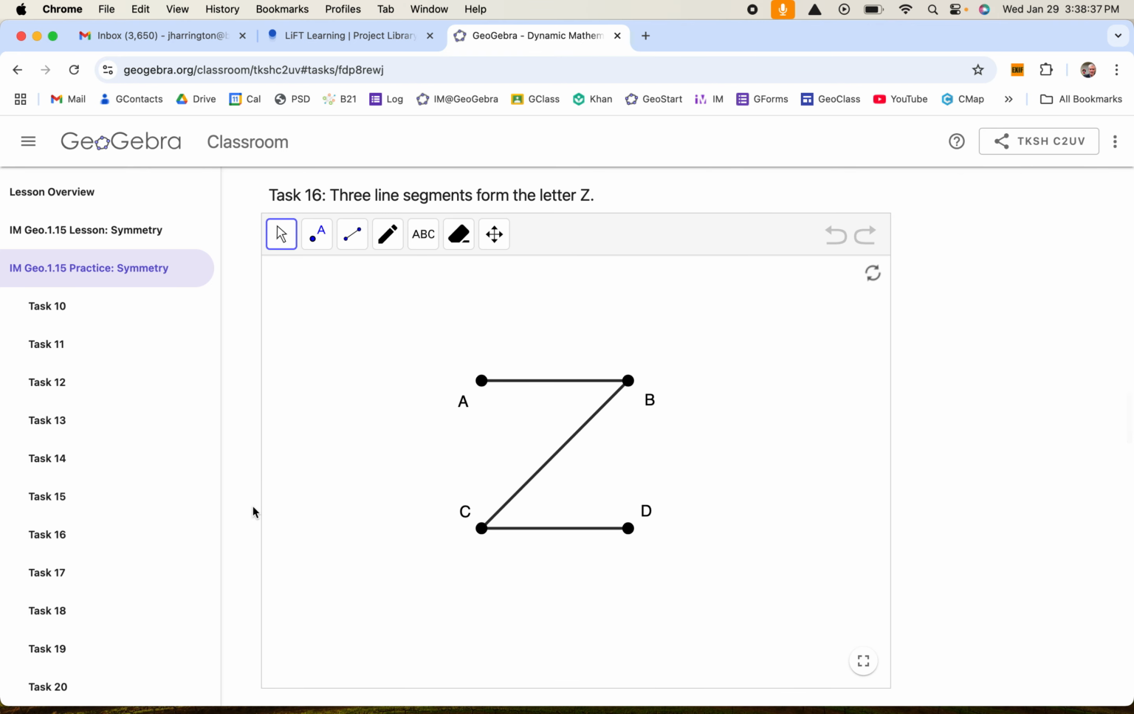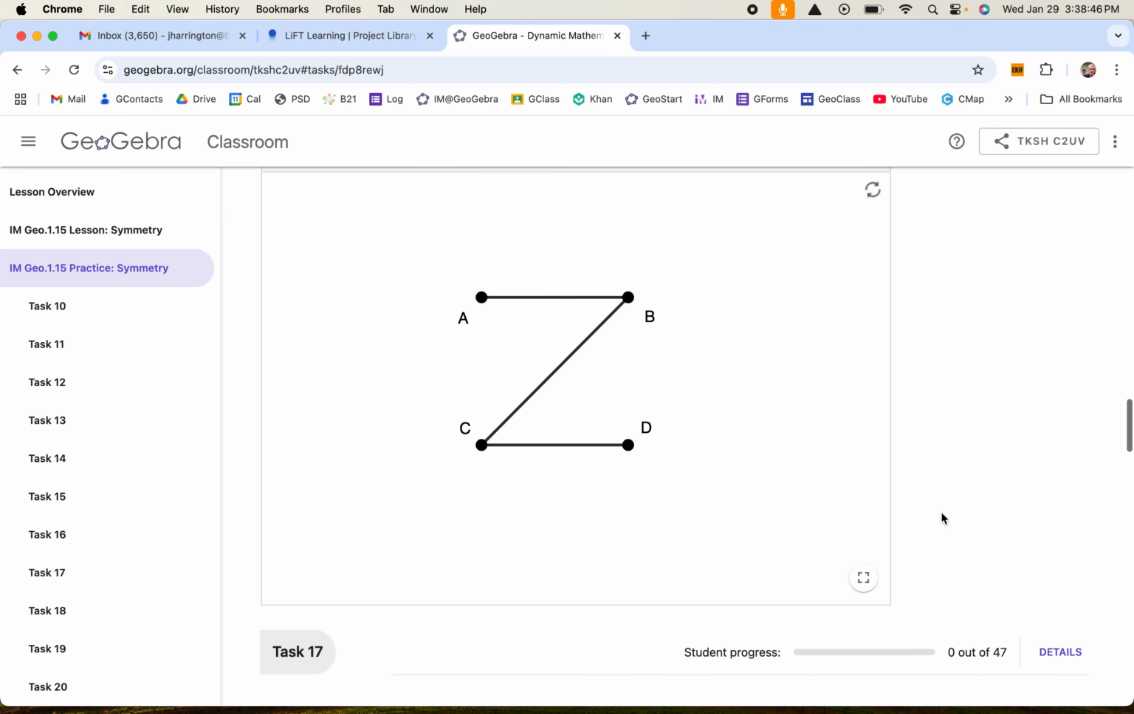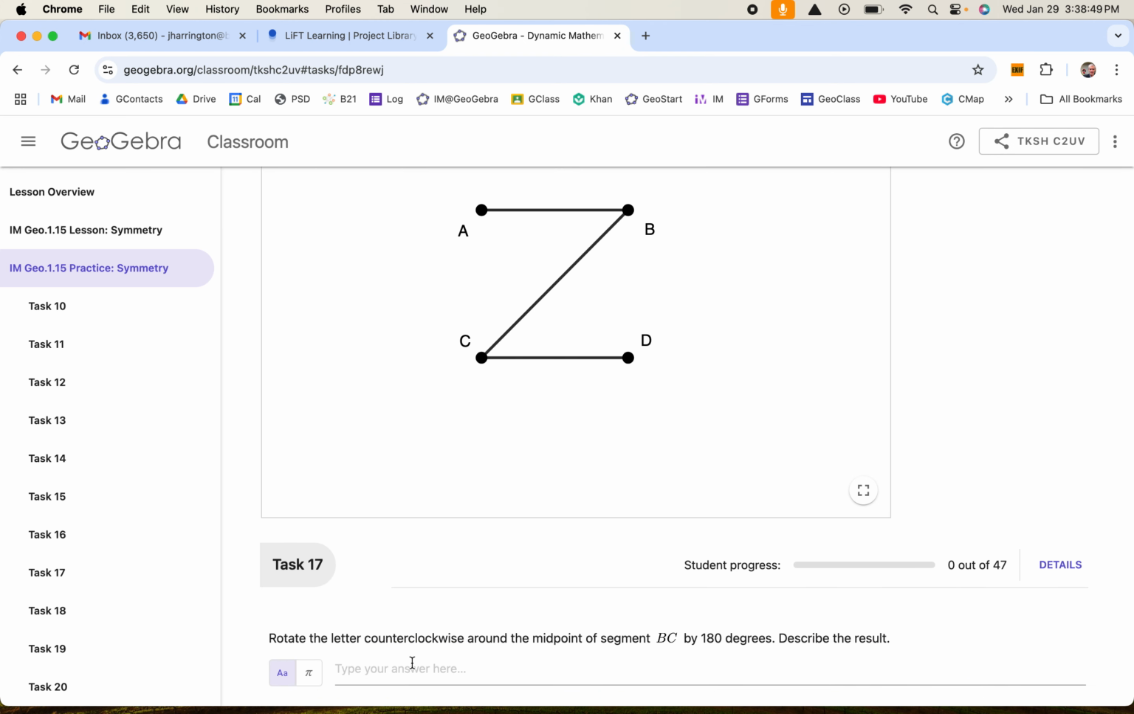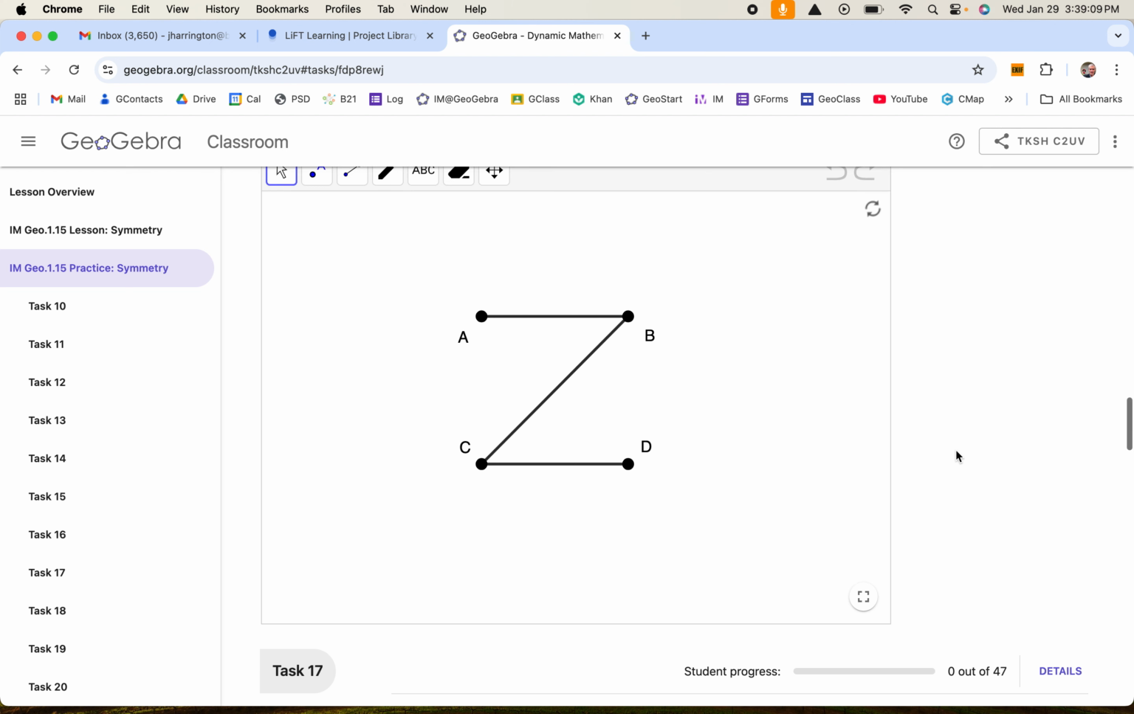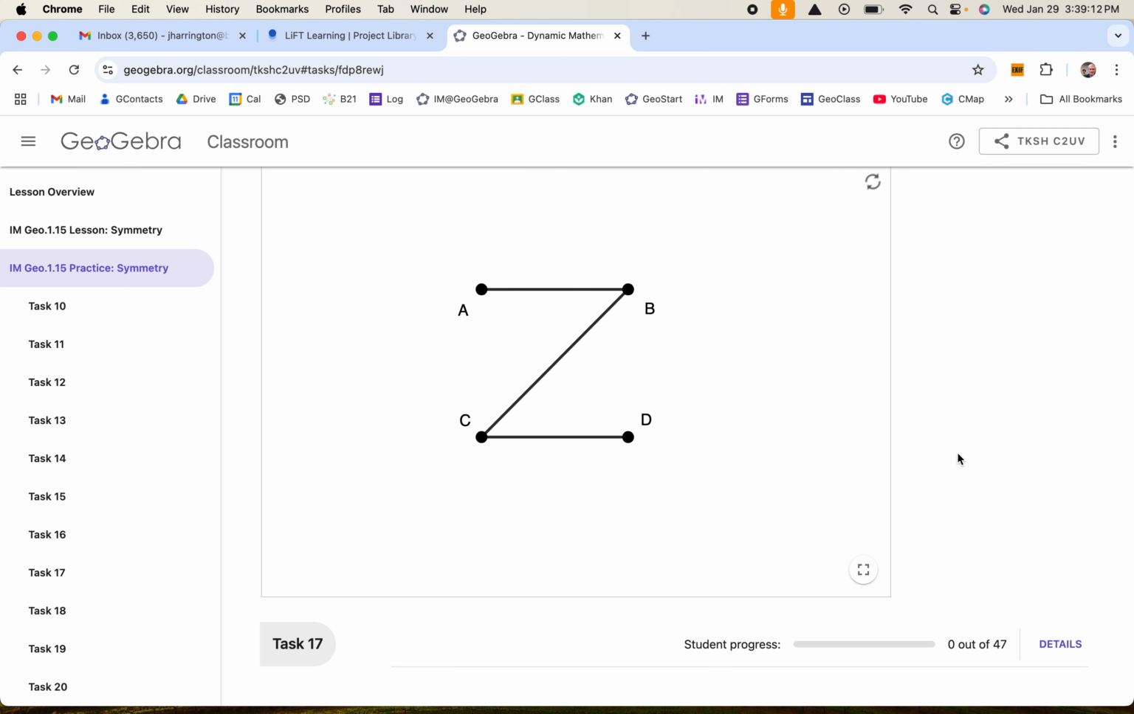Task 16. Three line segments form the letter Z. A, B, C, D. Okay? Okay, great. Now what? Rotate the letter counterclockwise around the midpoint of segment BC. Now, midpoint means, you guessed it, the point in the middle, right? The point in the middle of segment BC. So the midpoint of BC, which would be somewhere around in here, by 180 degrees. Describe the result. Okay, so what does this thing look like after you rotate it 180 degrees around a point that's right in the middle there?